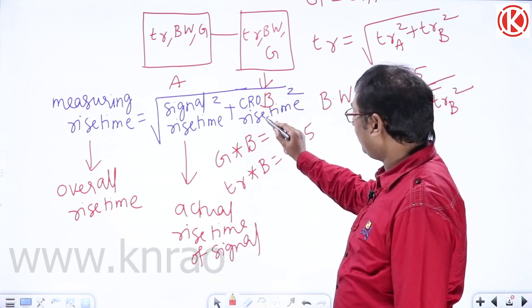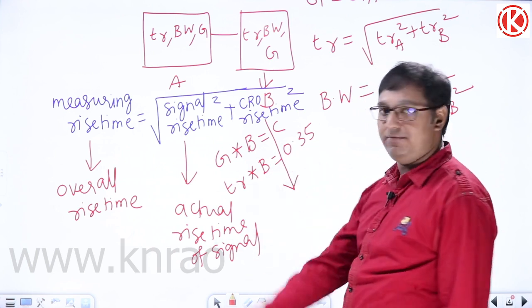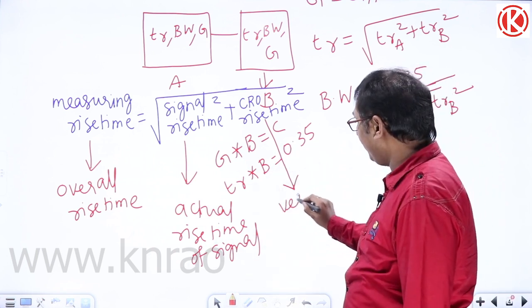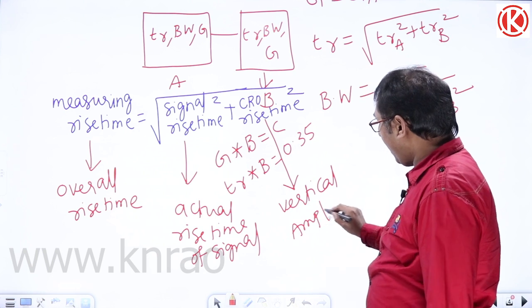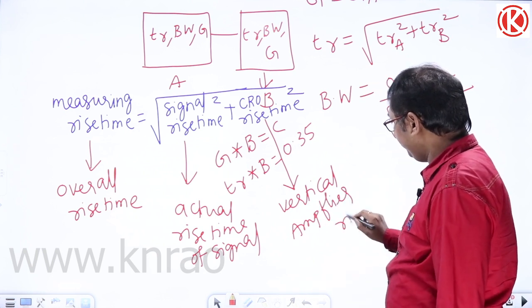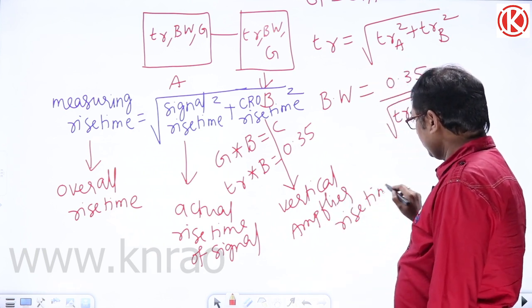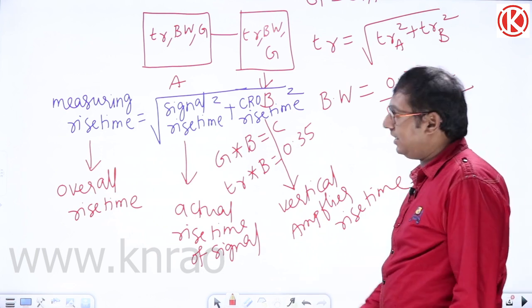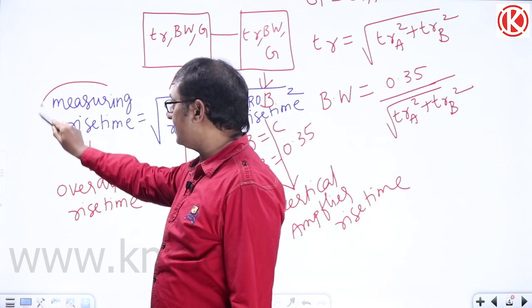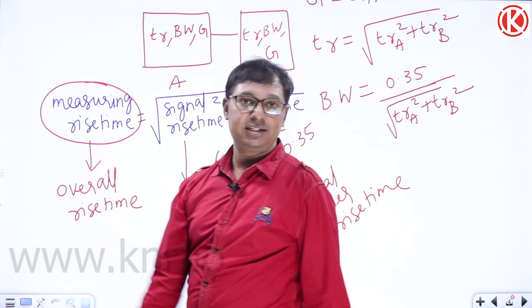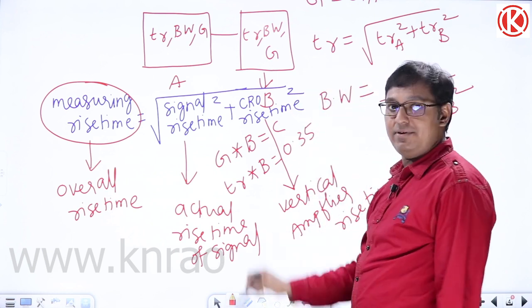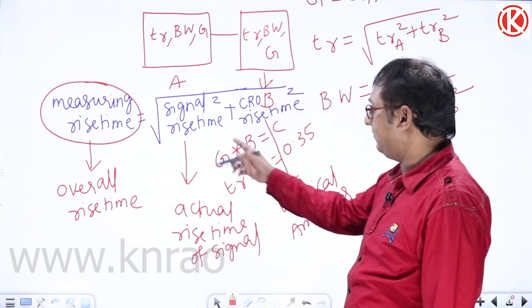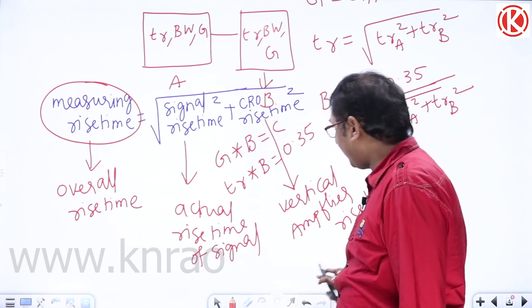Next, what is the CRO rise time? This CRO rise time we call the vertical amplifier rise time. If we look at the data, the measuring rise time is given as 20 nanoseconds, and the CRO rise time is given as 50 nanoseconds. He is asking for the actual signal rise time.